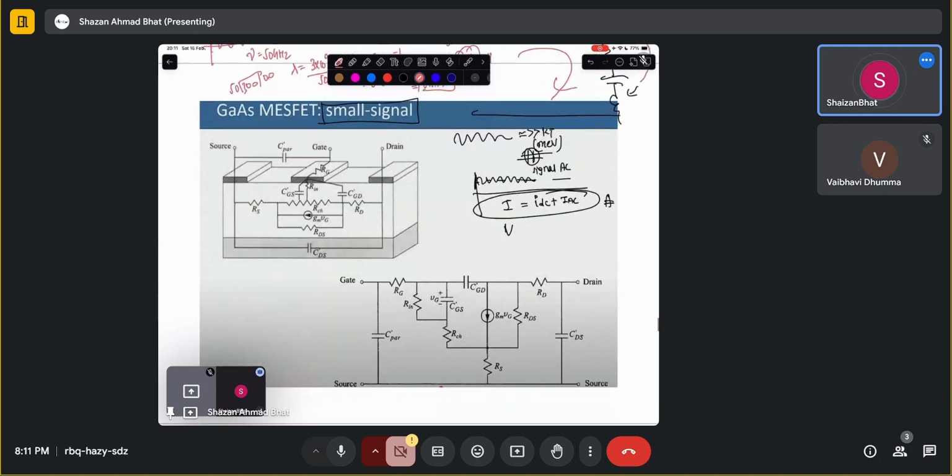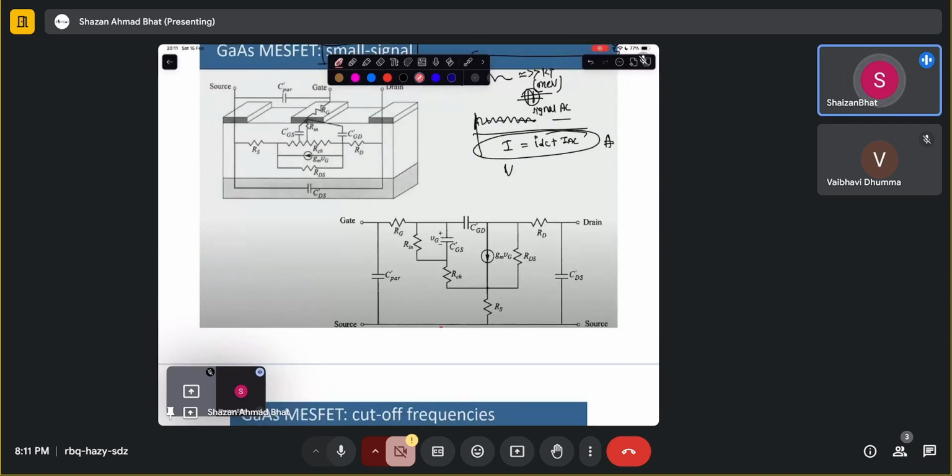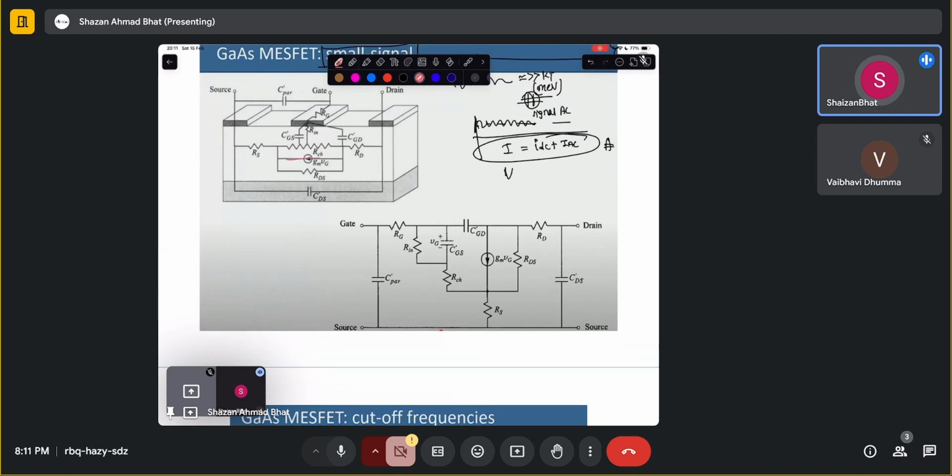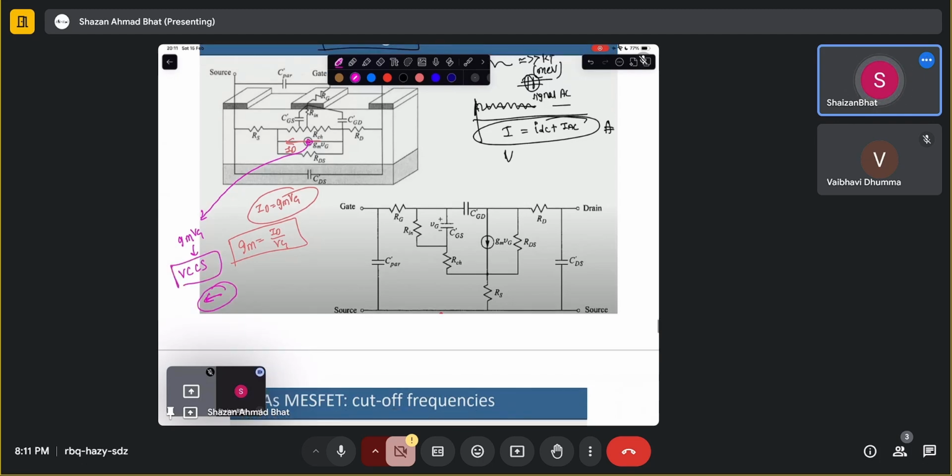Let me talk about this thing now. This circuit is quite simple, though it looks complicated. This is basically the direction of the current ID, which is GM times VG, because GM is ID over VG, the transconductance I told you. And this circuit element, GM times VG, means it's a voltage controlled current source.